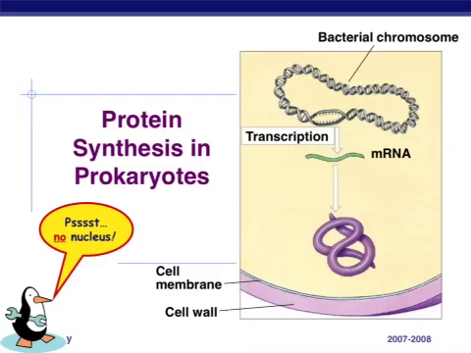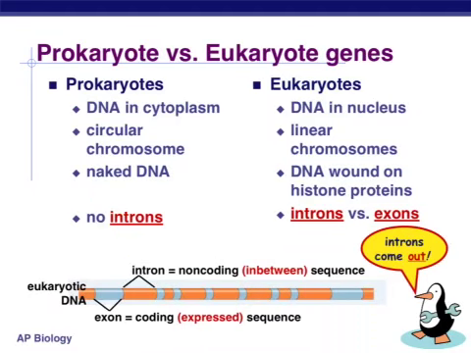Okay, now let's talk a little bit about how this happens in prokaryotes, because there is a difference. Prokaryotes have no nucleus, so we're going to have to do some things that are slightly different here. When we look at gene expression or protein synthesis in prokaryotes versus eukaryotes, we have to remember that in prokaryotes, the DNA is in the cytoplasm, and it's circular, and it's naked. Naked meaning it has no histones. It also doesn't have any introns.